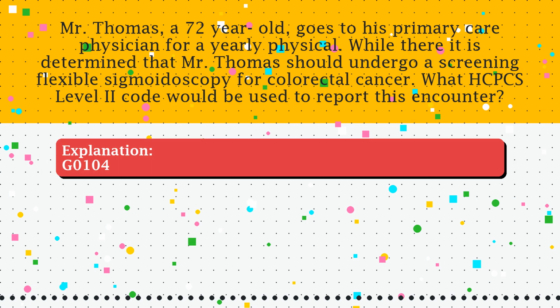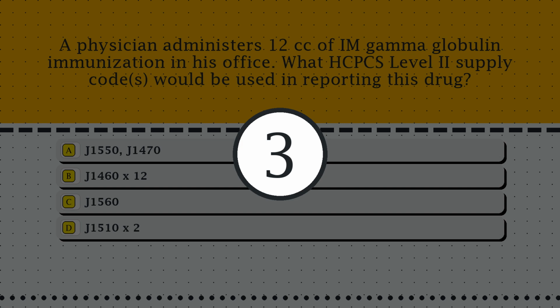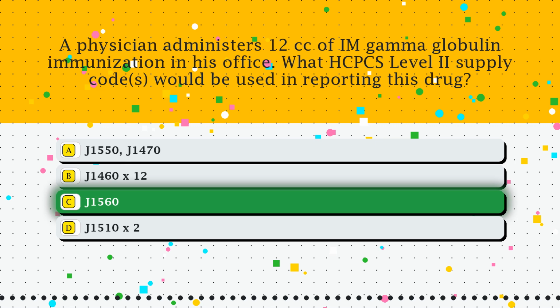Question 179. A physician administers 12 cubic centimeters of IM gamma globulin immunization in his office. What HCPCS Level 2 supply code, S, would be used in reporting this drug? Option A, J1550, J1470. Option B, J1460X12. Option C, J1560. Option D, J1510X2. The correct answer is option C, J1560.